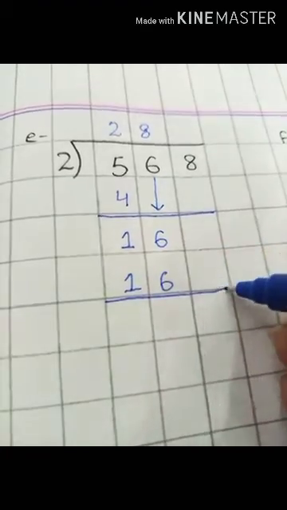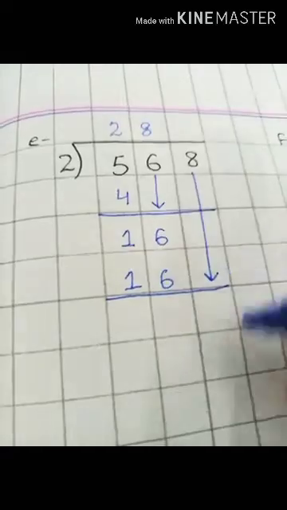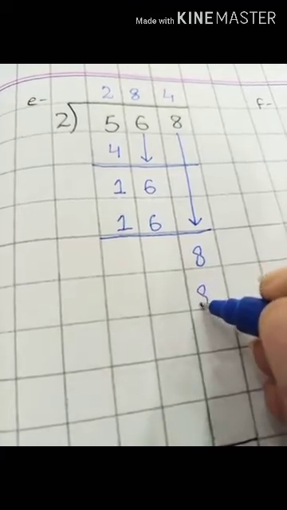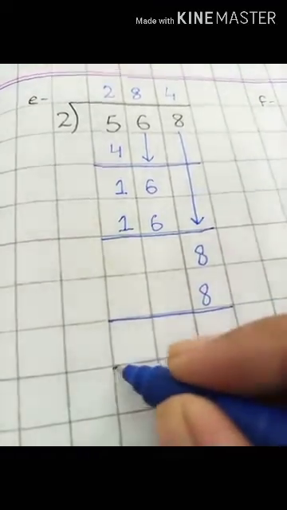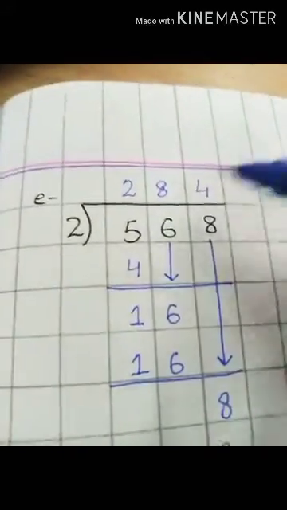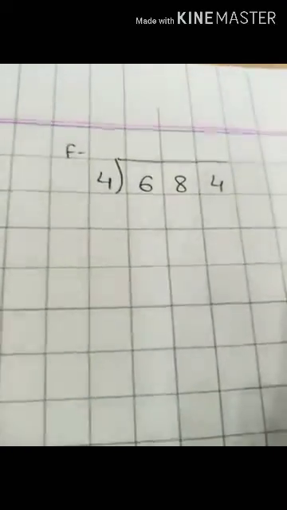So in the next step I am going to bring this 8 down here and this will become 2 4s are 8. Now students, look at this, 8 minus 8 is 0, which means that we have completed our question and our quotient is 284. Next is our part F.